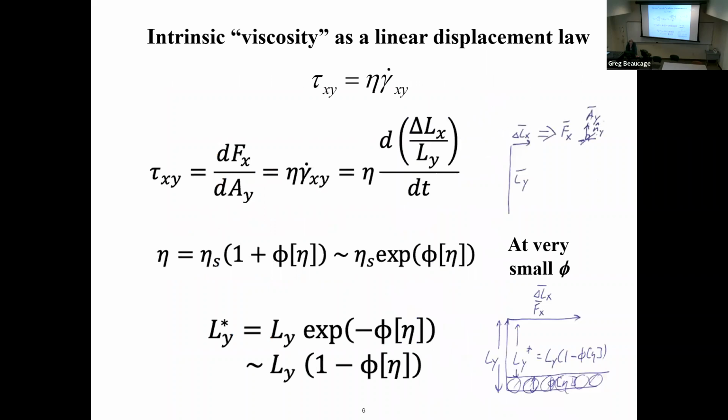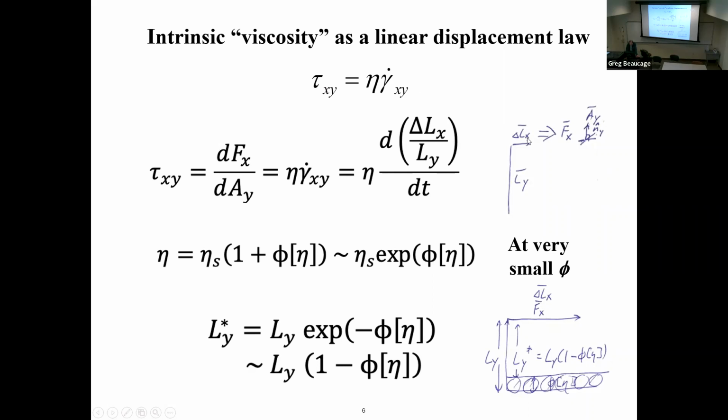This is just the definition of viscosity. You have a force going in that direction, applied to a surface, like a deck of cards. You're pushing the top card and sliding it that way, and it's affecting that surface, the normal to that surface. That's the XY stress, the shear stress.